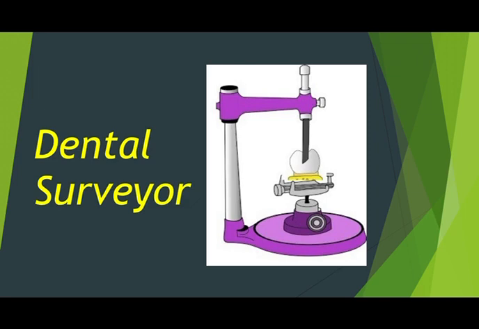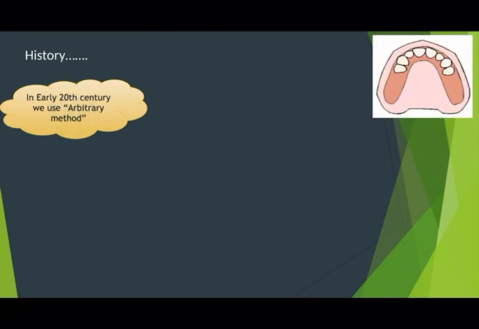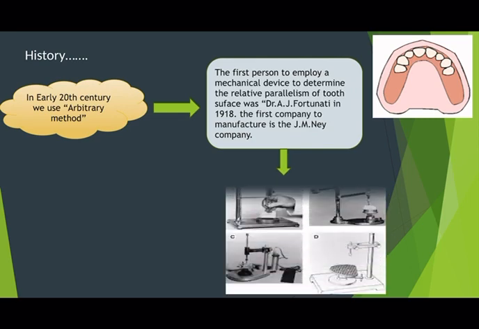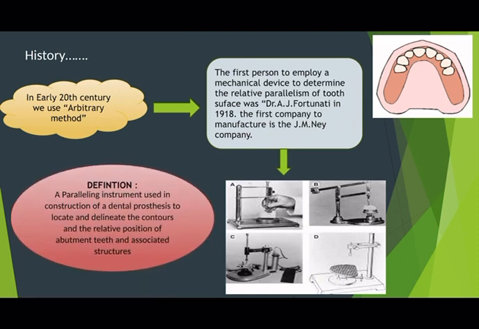Dental surveyor. Before going into the topic, let's talk about history. Let's move back to early 20th century. During that time, we used an arbitrary method in which we held the cast at a certain distance from the eye and observed the undercuts. In order to make it simple, a mechanical device to determine the relative parallelism of tooth surfaces was first employed by Dr. A.J. Fortunati in 1918, and the first company to manufacture it was J.M. Nace Company. So what is a dental surveyor?